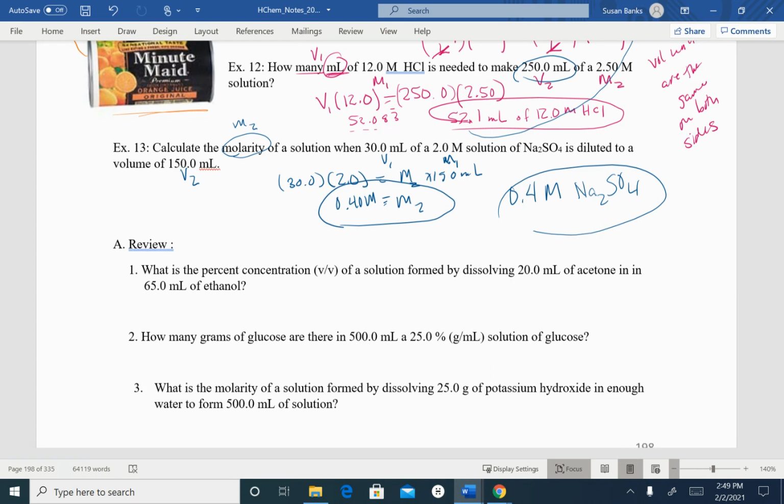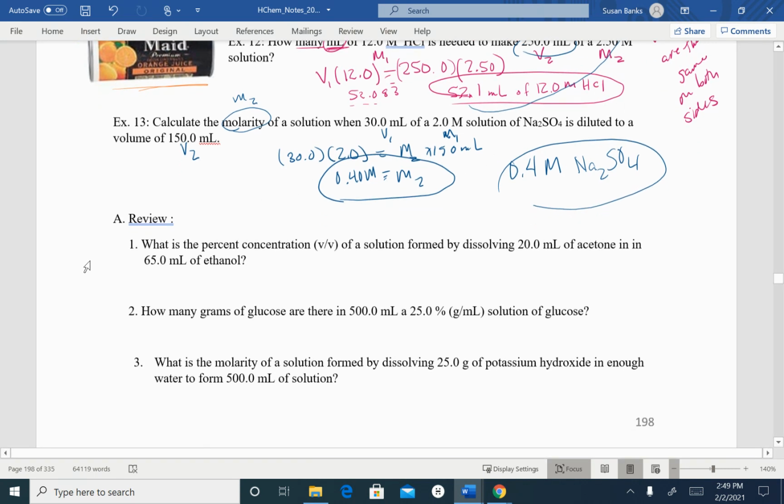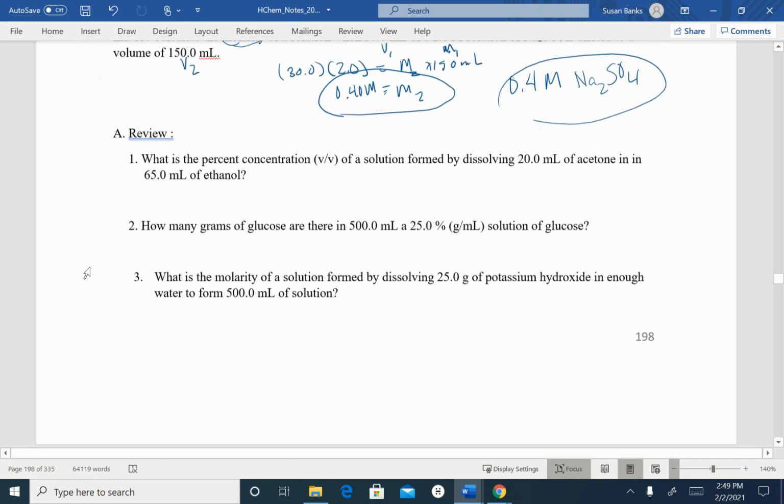We want to do a little bit of review on some of our molarity and molality. So let's just do a couple of these. What is the percent concentration by volume of 20 mL of acetone in 65 mL of ethanol? Remember, percent concentration is the part that we want, the solute, divided by the total.